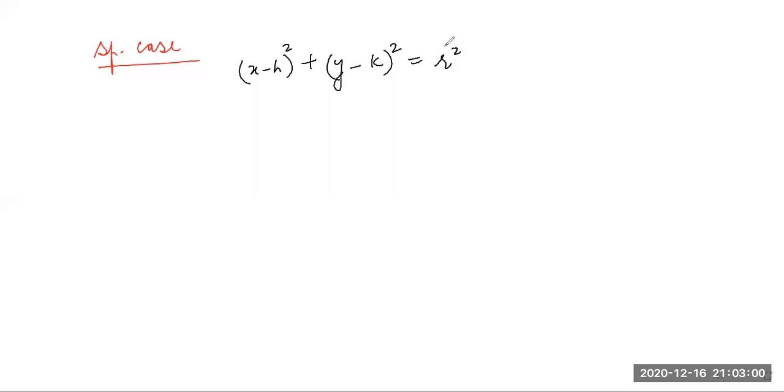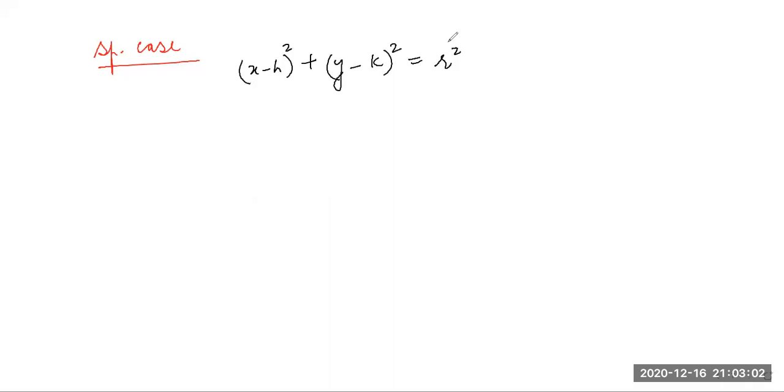Now we can do the equation of a circle in a special case. So what is that special case? Let's discuss. Now the standard form of the equation. Arjinder, please speak. What is the standard form of a circle? (x minus h) whole square plus (y minus k) whole square is equal to r square. Beautiful. This is the standard form of a circle.